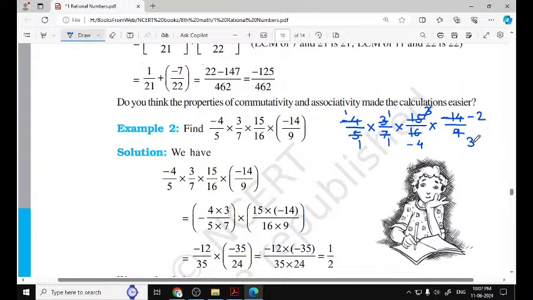Now let us cancel these 3 here. These are what we are left with, minus 2 upon minus 4. Division of two negative numbers is positive, and this is 1 by 2. So the final answer is half.